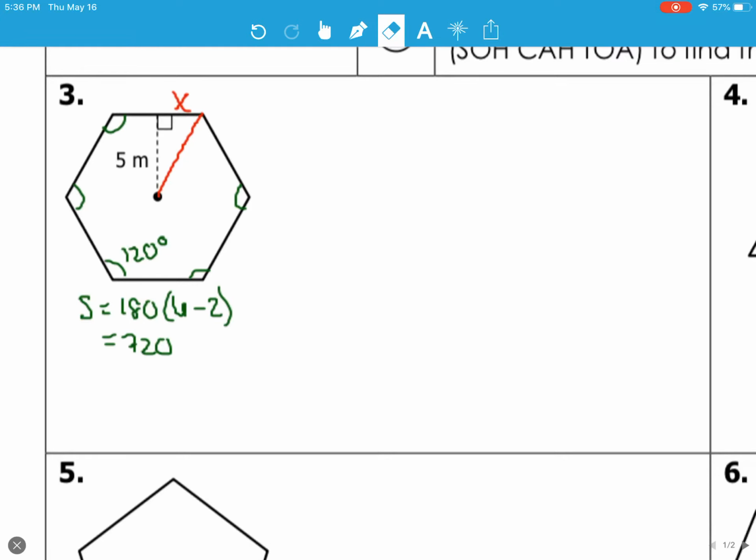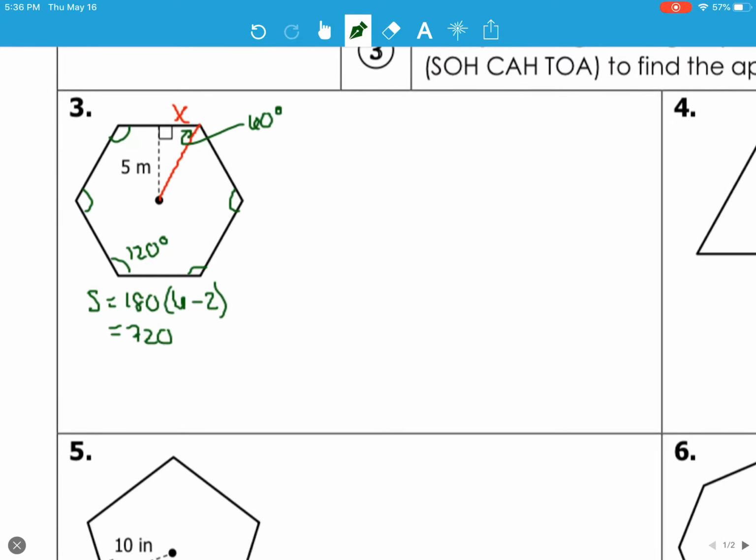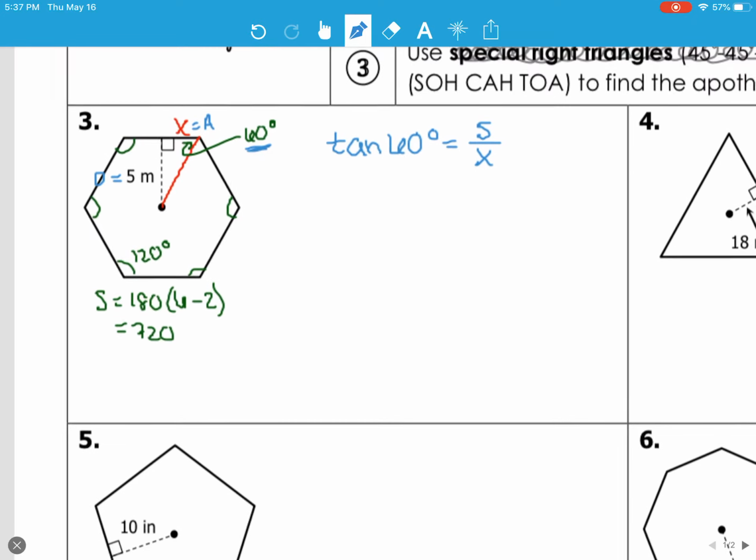Now, that helps me actually find what this angle is. If each angle is 120 degrees, that radius is going to bisect the angle, making that interior angle 60 degrees. And now that I know that that's 60 degrees, I can use my trigonometry to help me find my x value. So if I'm looking at the 60-degree angle, this x is going to be my adjacent leg, and this 5 is going to be my opposite leg, which tells me to use tangent. Tangent of 60 degrees is going to equal the opposite, 5, over the adjacent, x.